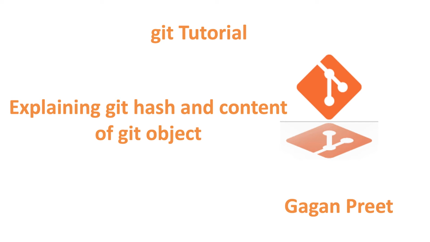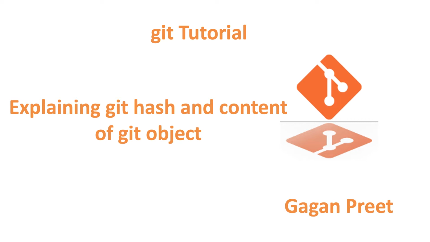Hello everyone. So in this session we'll discuss git hash. We'll see how exactly a git hash is created and why it is different from the normal hash that is generated using other utilities such as shasum, and then we'll also explore the git object. We'll see what contents are present in the git object and how exactly it is created.